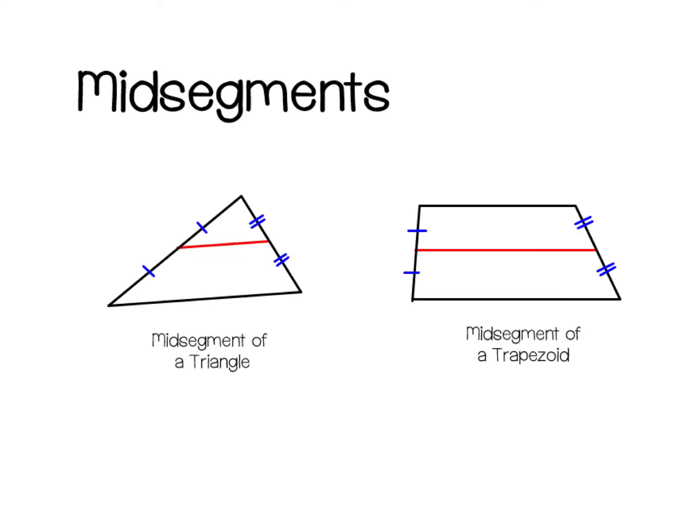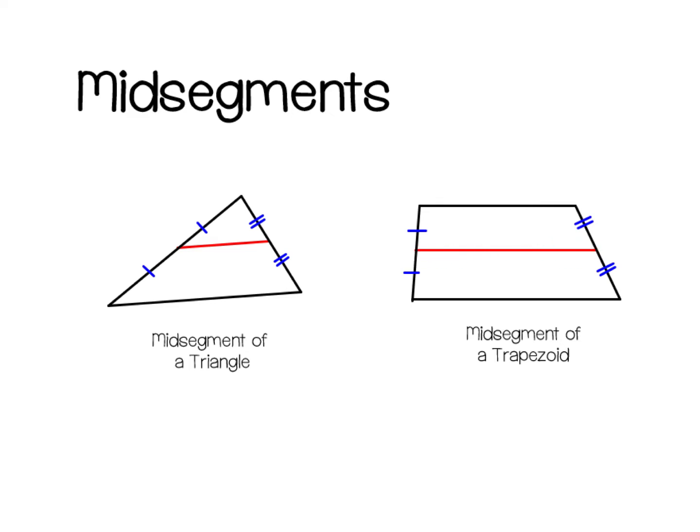So a midsegment happens in both a triangle and a trapezoid. In a triangle, the midsegment connects the midpoint of two sides together. So this red line here is the midsegment. Okay, so it goes from midpoint to midpoint. The midsegment of a trapezoid connects the midpoints of the legs. Okay, so there's not one going from the bases. It's only connecting the midpoint of a leg to the midpoint of the other leg.